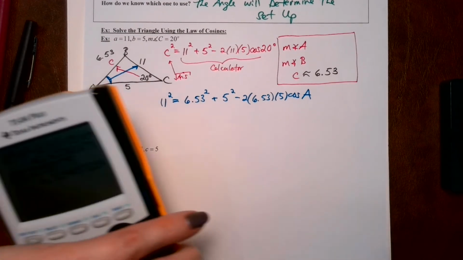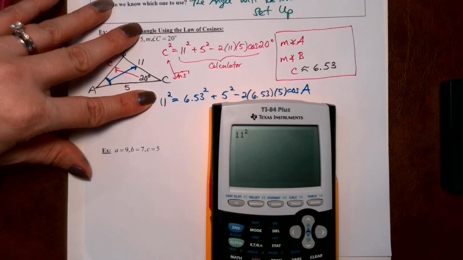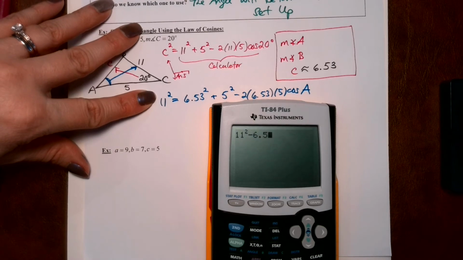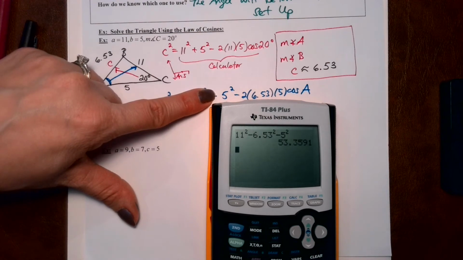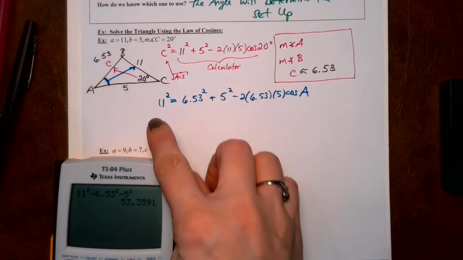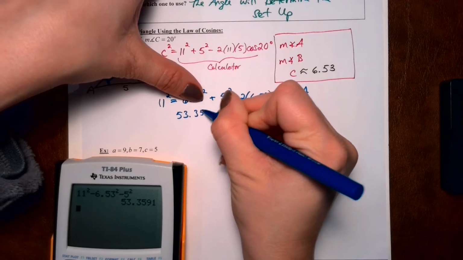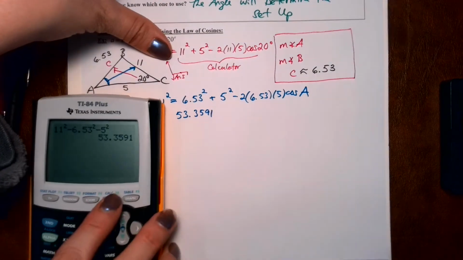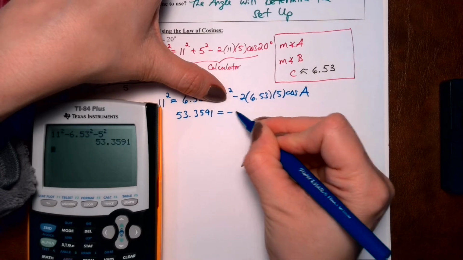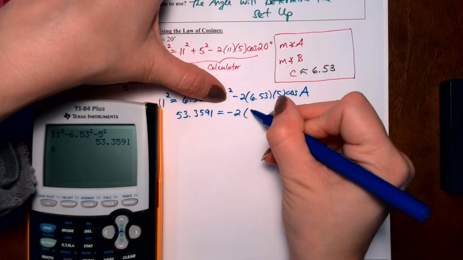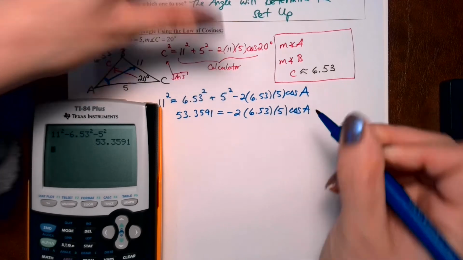So let's start with 11 squared. Subtract 6.53 squared, and then subtract 5 squared. Let's see. So far we have 53.3591. I'm going to keep this right here on my calculator. I'm just going to write this down to help me think. Equals negative 2 times 6.53 times 5 times the cosine of A.